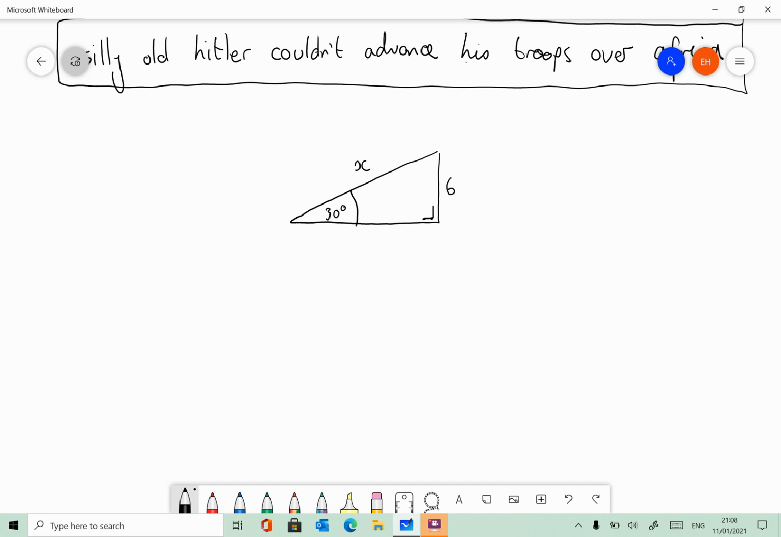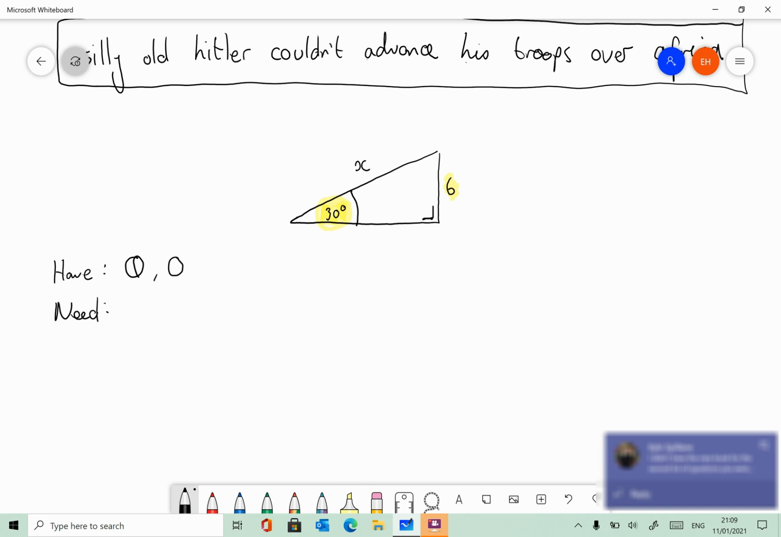Right, so the way to tackle this question is to write down what we have and what we need. Okay, so what do we have? First of all, we have the angle. So our symbol for angle was theta. The other thing we have is this 6 here. Now, if we're talking about this angle down here, we call 6 the opposite.